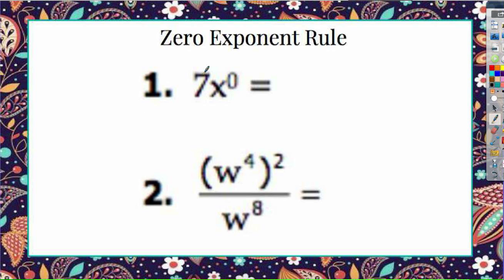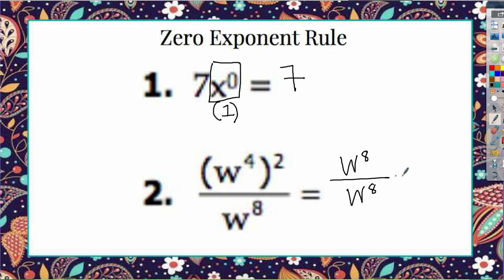Our two examples, again, like I just said, I've got 7x to the zero power. Only that x to the zero power is like a 1, so the answer to this is actually 7. Then on example number 2, I've got this power rule here. So w to the 4 to the second power is really w to the 8th over w to the 8th. If I did the subtraction rule here, that would give me w to the 0 power, which is just 1, and we could have seen that because it was the same thing over itself.